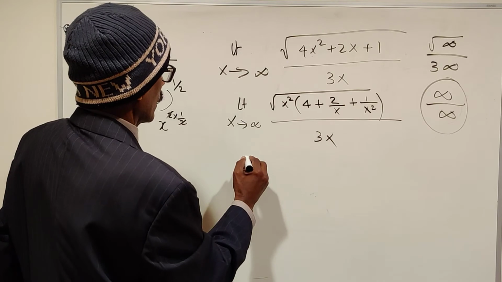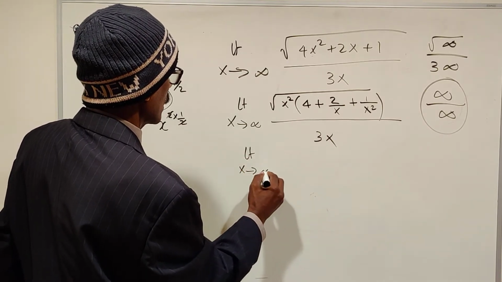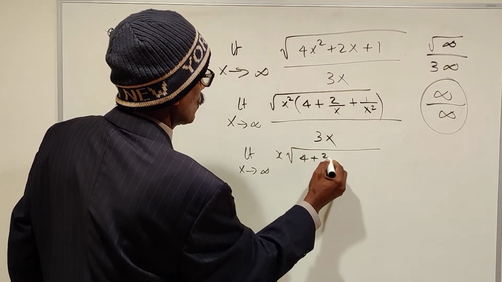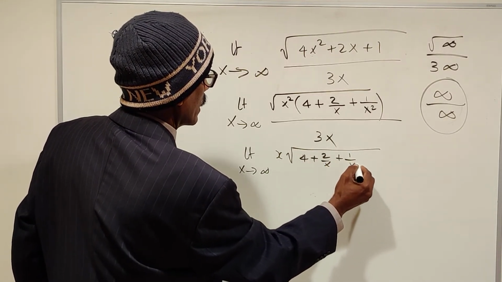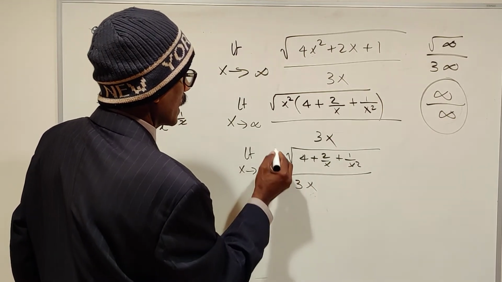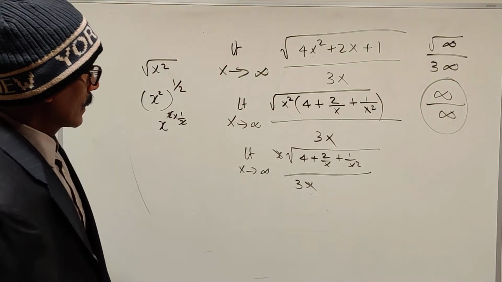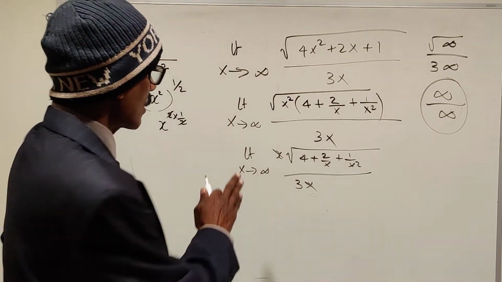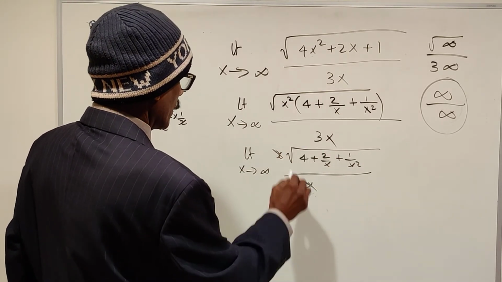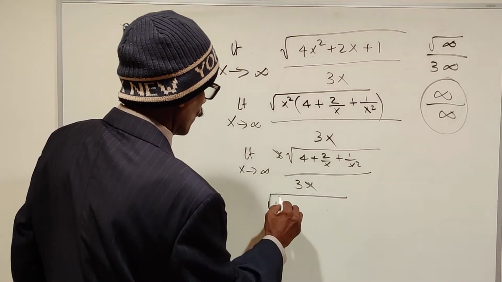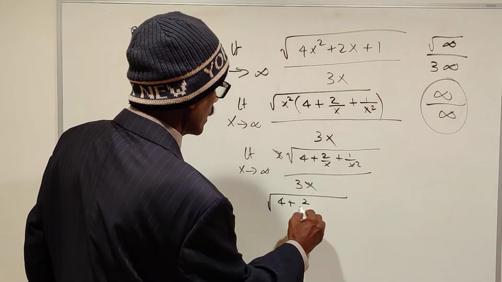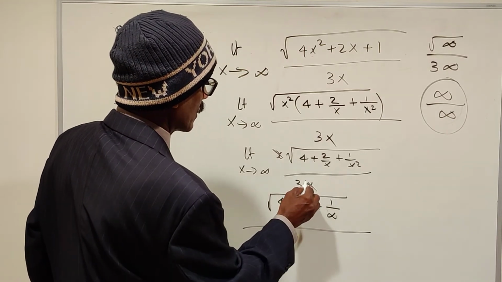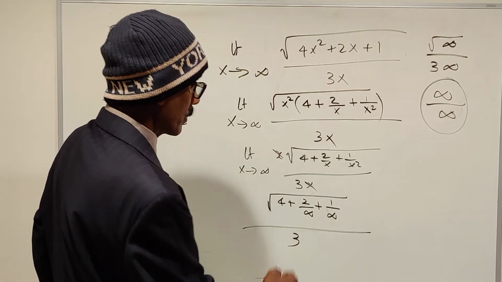That is x. Limit x tends to infinity, x times square root of 4 plus 2 by x plus 1 by x square, divided by 3x. See, x gets cancelled. After cancelling, what do you need to do? Just substitute the value here: square root of 4 plus 2 by infinite plus 1 by infinite square, divided by 3. There is no x here, only 3.